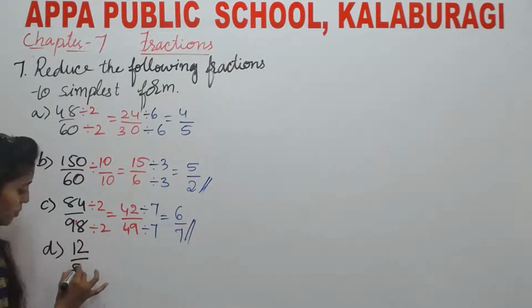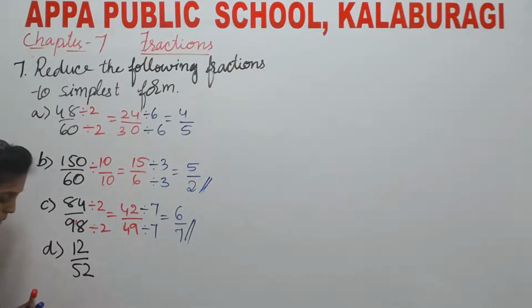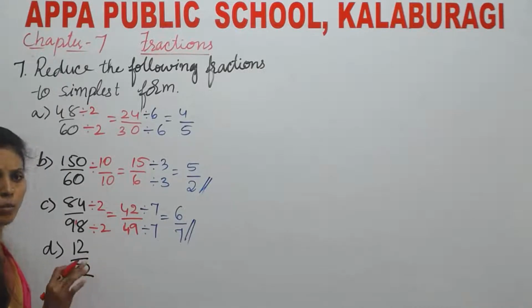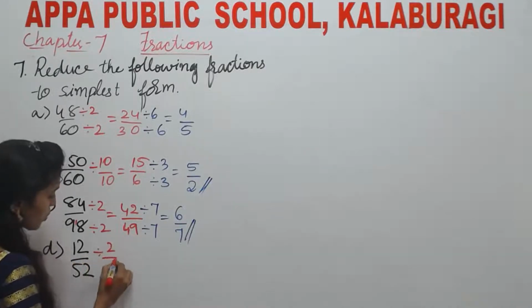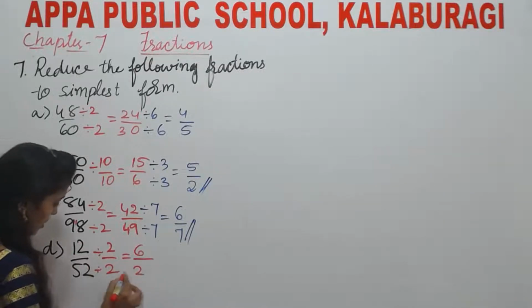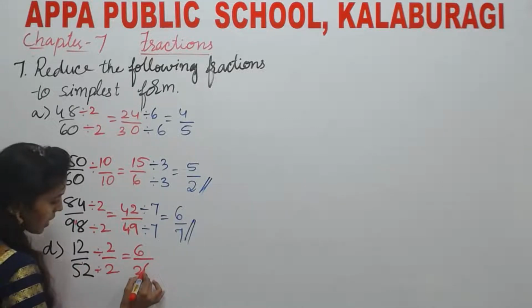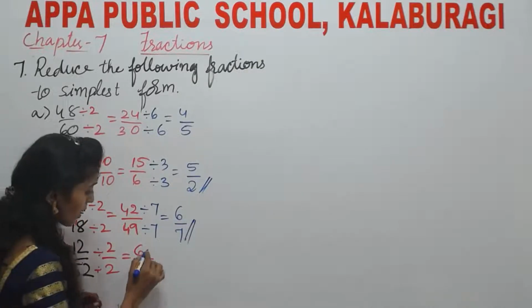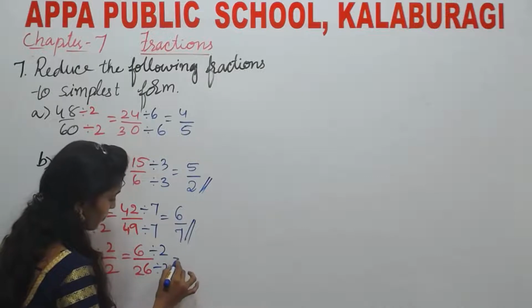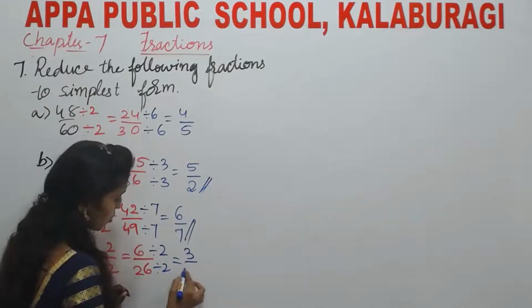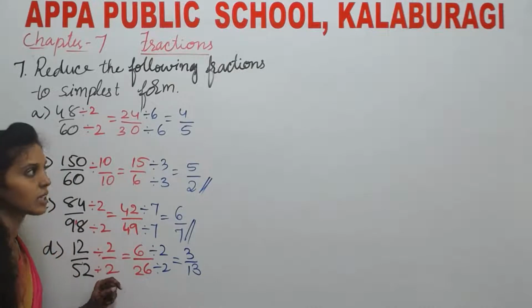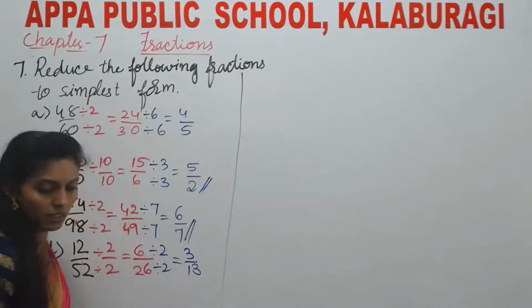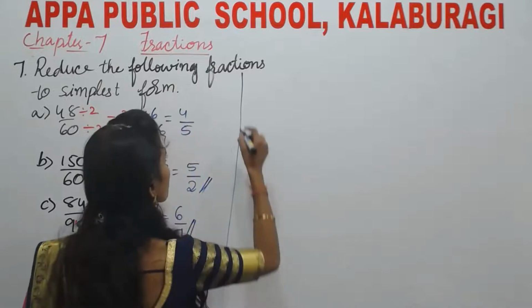12 by 52. Same, first let me divide it by 2. You can also do it directly, no problem. 2 6s are 12, 2 2s are 4, 1 carry, 2 6s are 12. Now again, these two are divisible by 2 only. So, 2 3s are 6, 2 13s are 26. Right? Yes. Next one is 7 by 28.